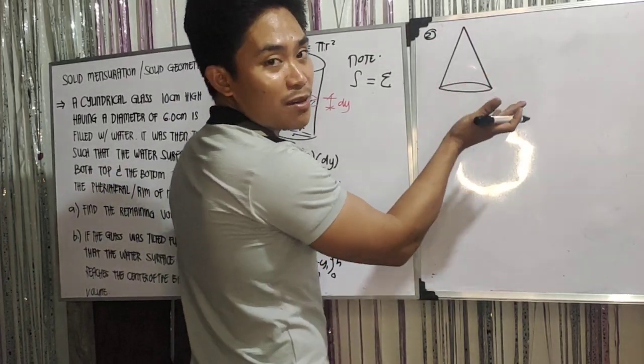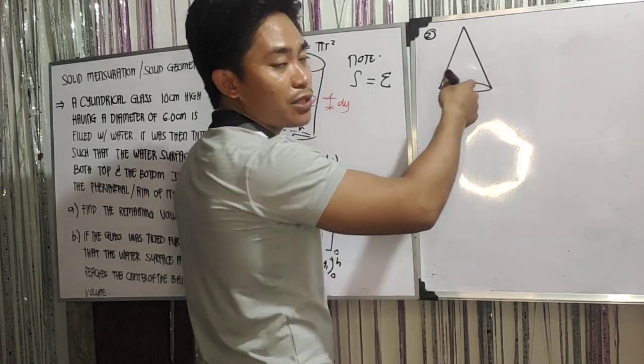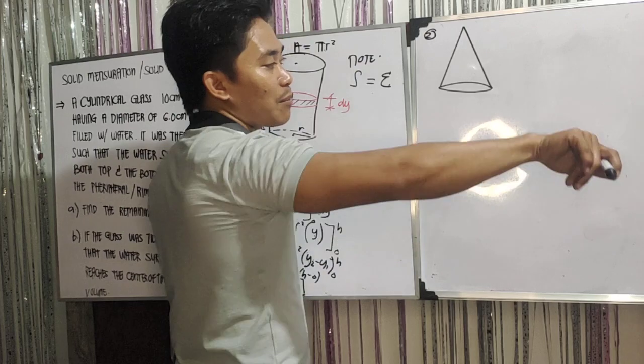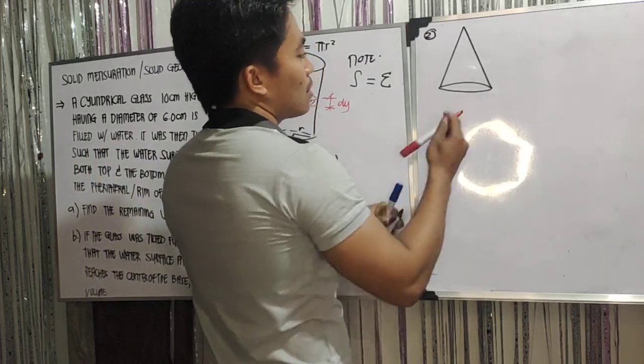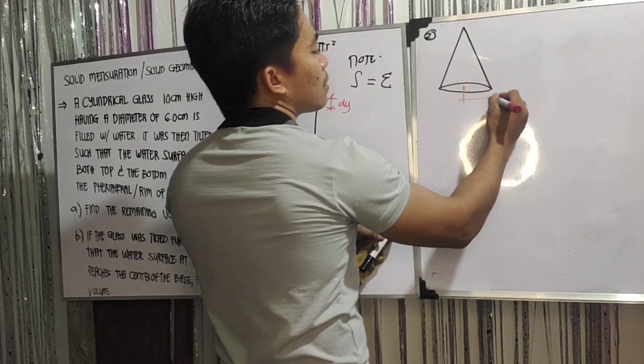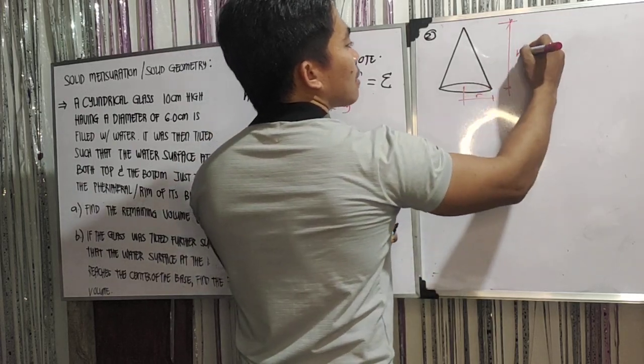So, what if hindi mo alam? Okay? Or what if i-prove natin na tama yung dinerive natin ng formula using Prismoidal formula and gamit yung calculus. So, makinig. Let's say this is r. Let's say this is the height.